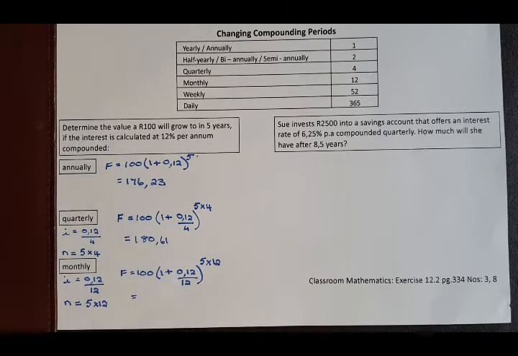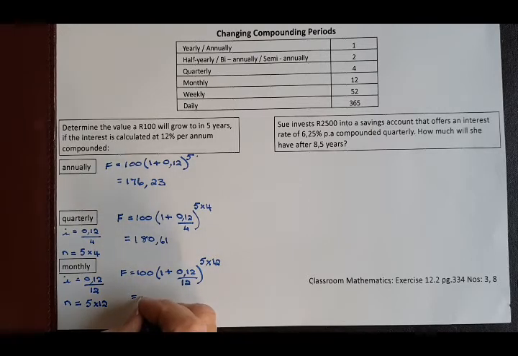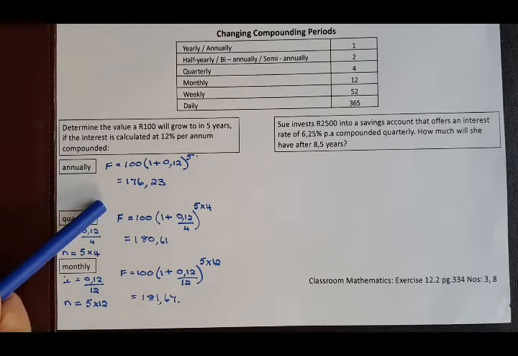So when we work that out, we have 100, 1 plus 0.12 divided by 12 raised to the power of 5 times 12, which is equal to 181.67. So you can see the more frequently we calculate our interest and add it on, the more interest we're getting on our interest, and the greater our future value turns out to be.